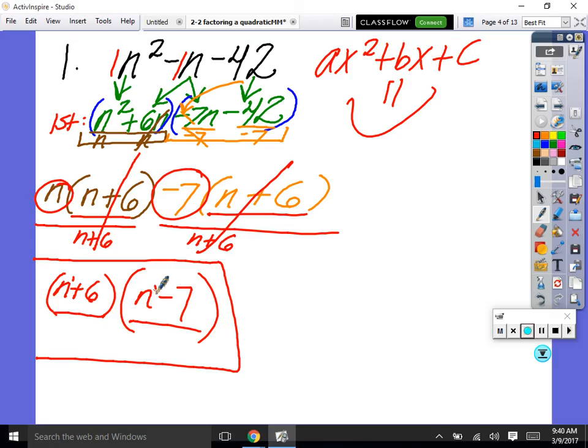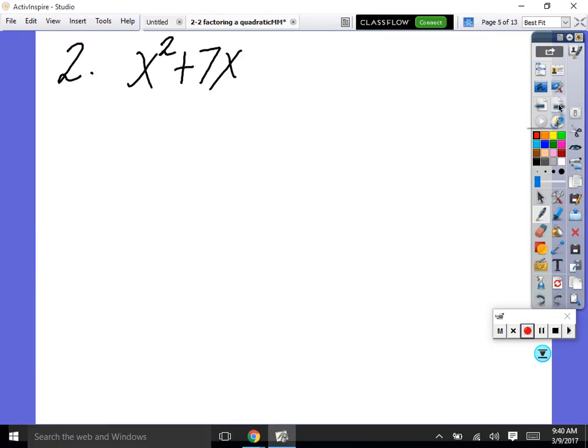Let's do another one, and then that's all you have to learn. So now you've learned how to factor. I can literally give you any quadratic in the world, and you can do it the same way. So it's kind of nice. You don't have to learn tricks. You just go for it. Okay, number 2. This one's actually easy.